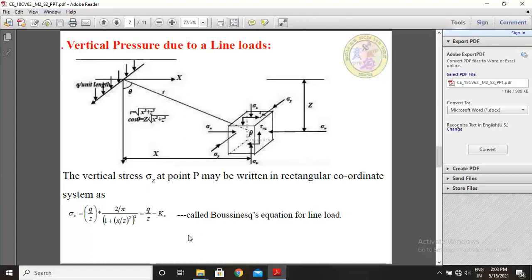This is the final equation, and if the point A is situated vertically below the line load at a depth z, we have x equal to 0, and hence the vertical stress is then given by sigma z equal to 2 by pi into q by z. So if the load is acting at the direct point, this is the explanation to calculate sigma z for line loads.